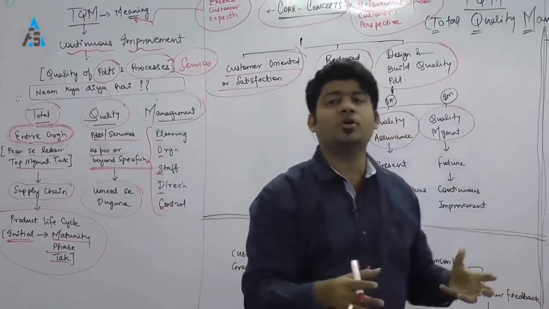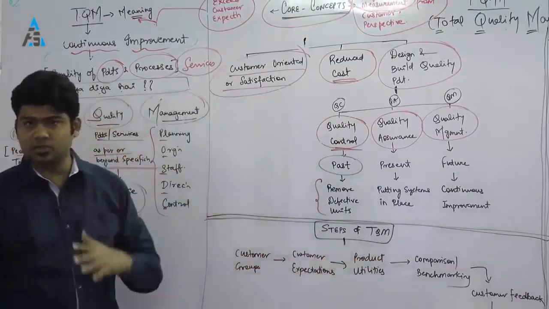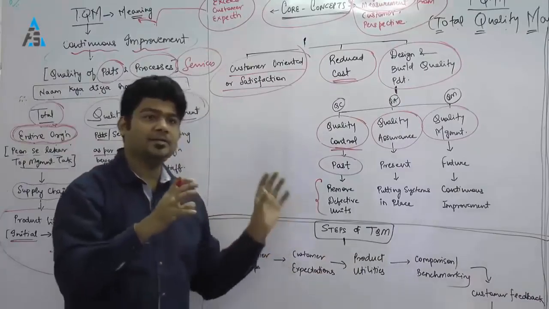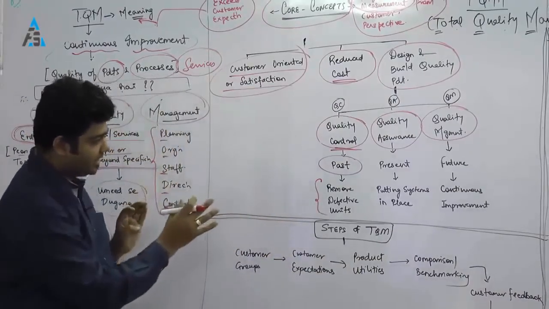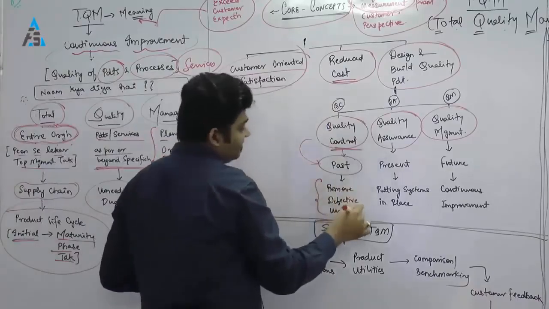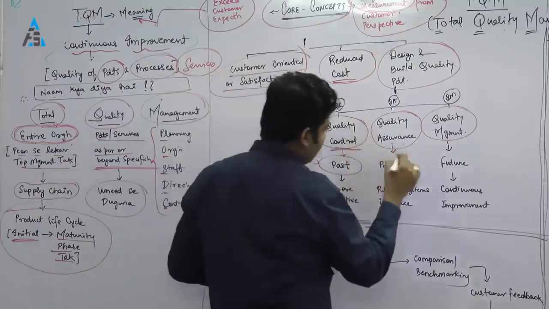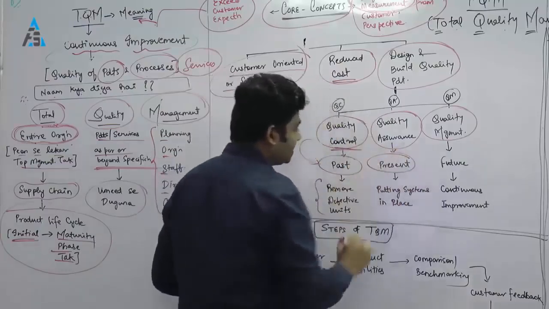You will find out the cause of why there were defective units. Ensure that a control measure is applied and those defects are taken care of. So quality control looks at the past and ensures that the defective units are no more a part of your system. Then quality assurance, which looks at the present.